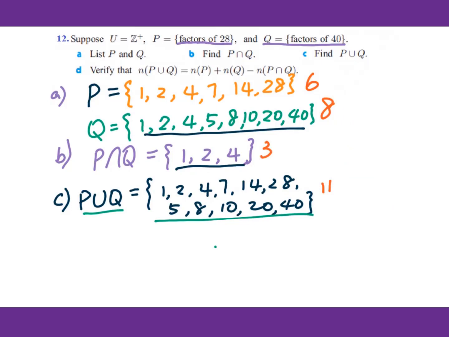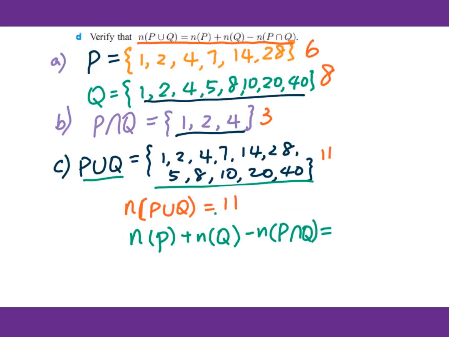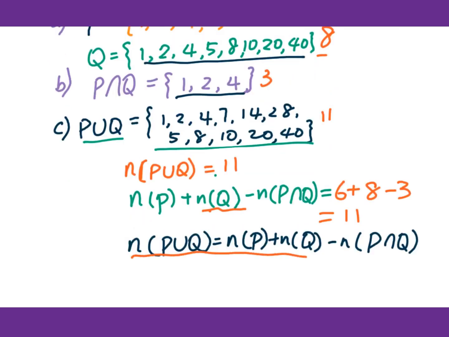For D, verify this is true. The number of elements in P union Q is 11. The number of elements in set P is 6. So 6 plus this one is 8. That minus 3 equals 11. Therefore, this is true.